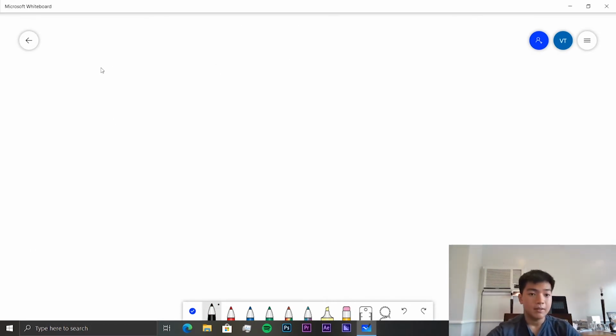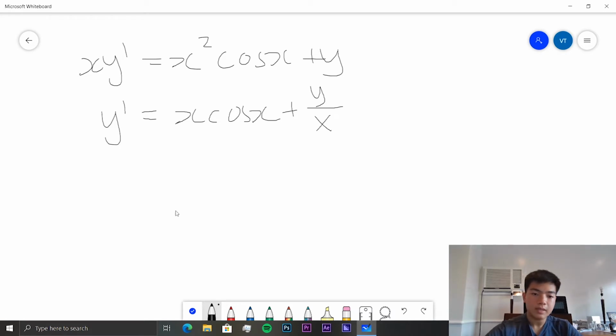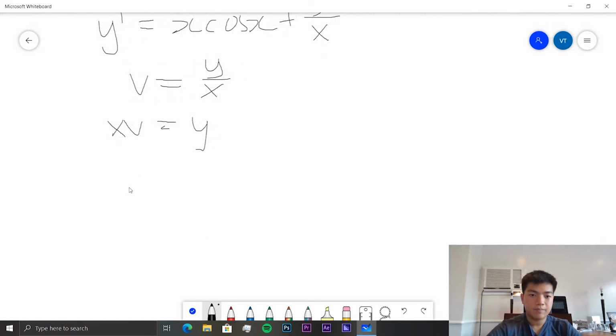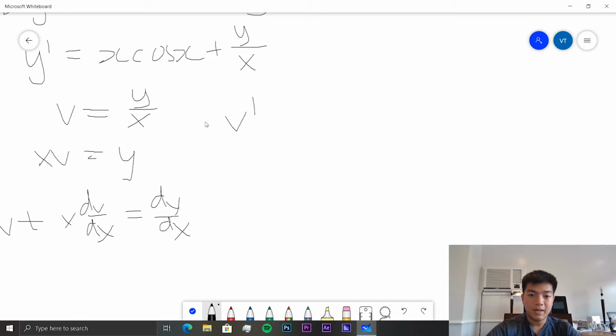So the first question is, we have xy prime is equal to, excuse me, x squared cosine x plus y. So we can use y prime is equal to x cosine x plus y over x. So we use substitution v is equal to y over x. And so therefore again, xv is equal to y. And so we have v plus x dv over dx is equal to dy over dx. So we have v prime x, so xv prime plus v is equal to x cosine x plus v. Cancel these out. So we get v prime is equal to cosine x.